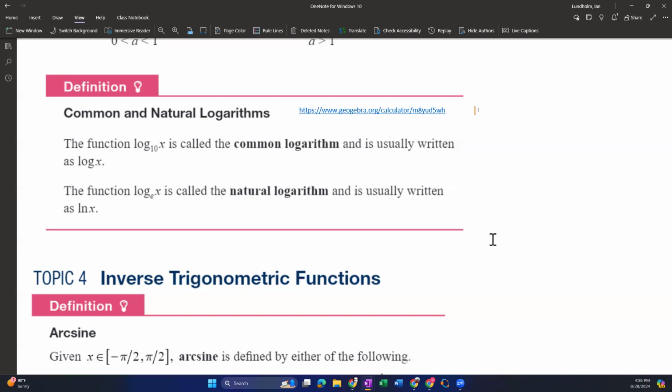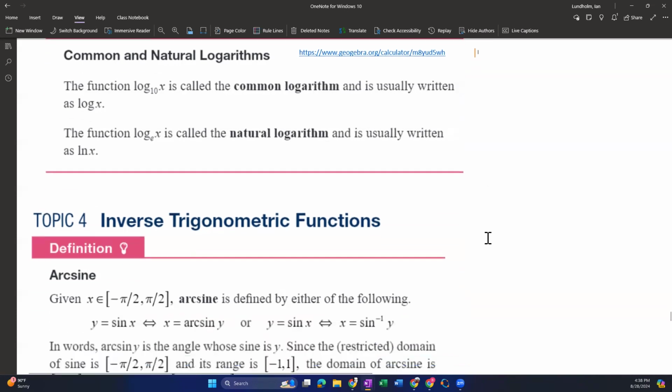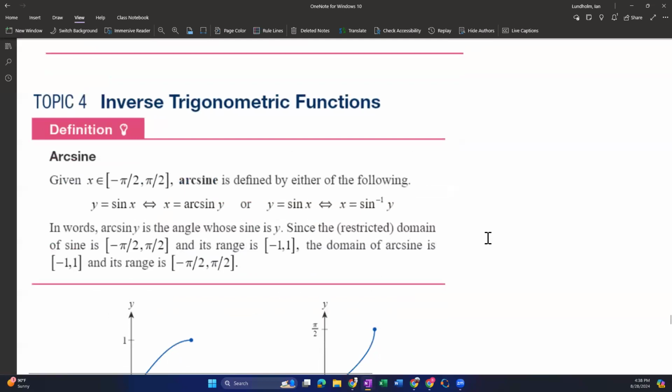Okay, last big section here, and it's actually not too crazy. Looking at inverse trigonometric functions.